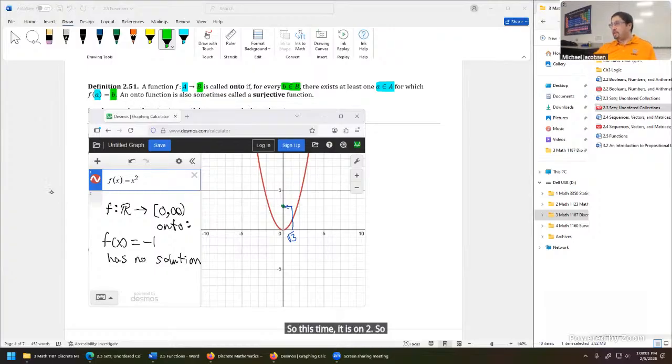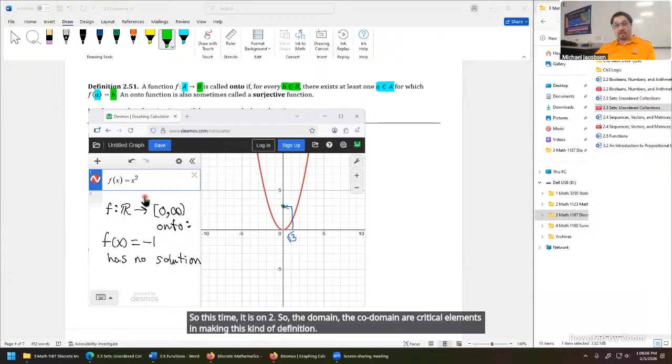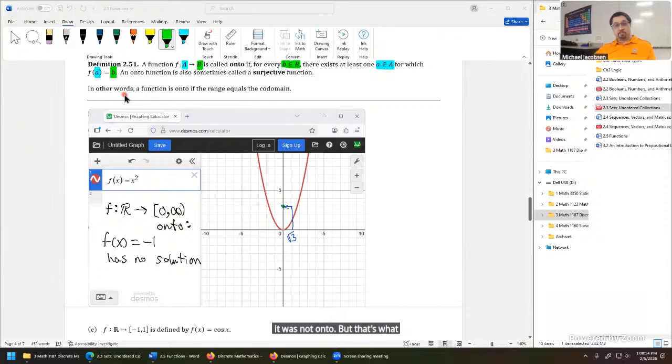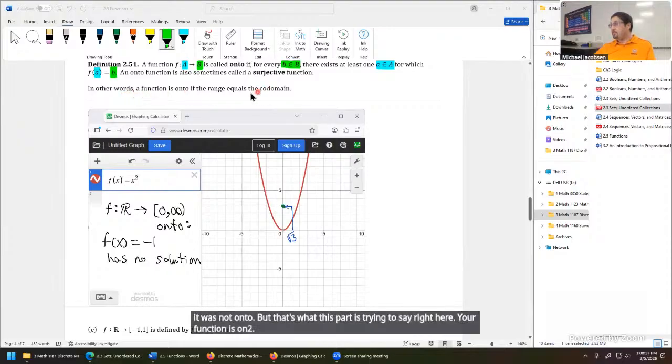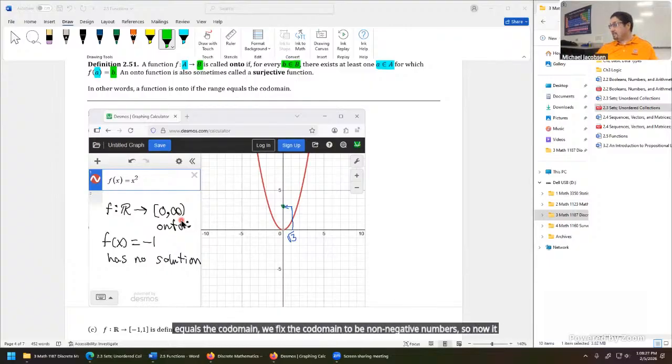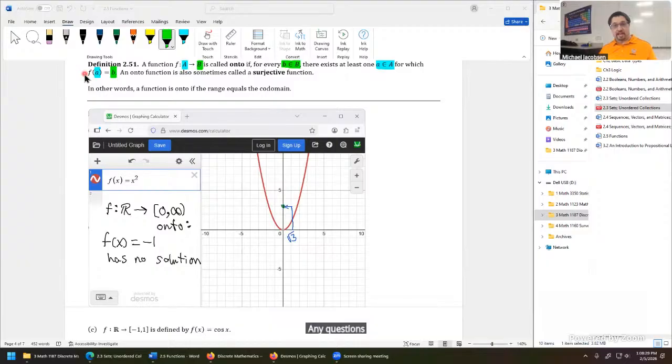So the domain and the codomain are critical elements in making this kind of definition. We have an onto function in this case, but in the prior case with R being the entire codomain, it was not onto. But that's what this part is trying to say right here. Your function is onto if the range is all positive numbers, including 0, equals the codomain. We fix the codomain to be non-negative numbers, so now it's onto. Any questions at all, folks, with that quick tour of onto?